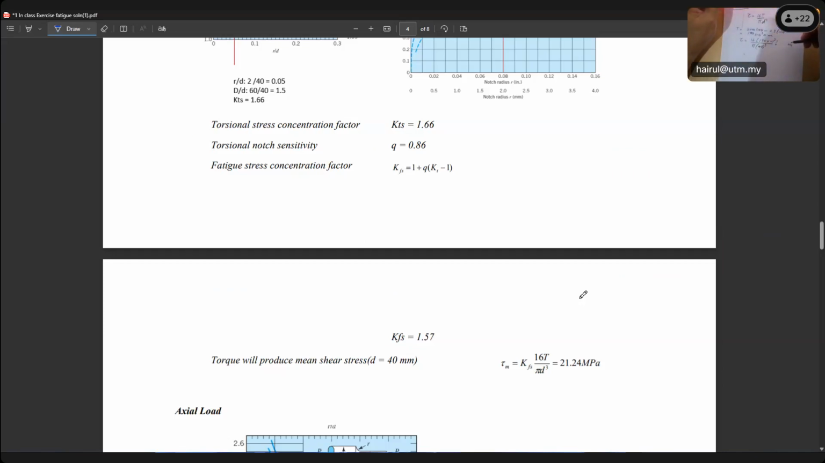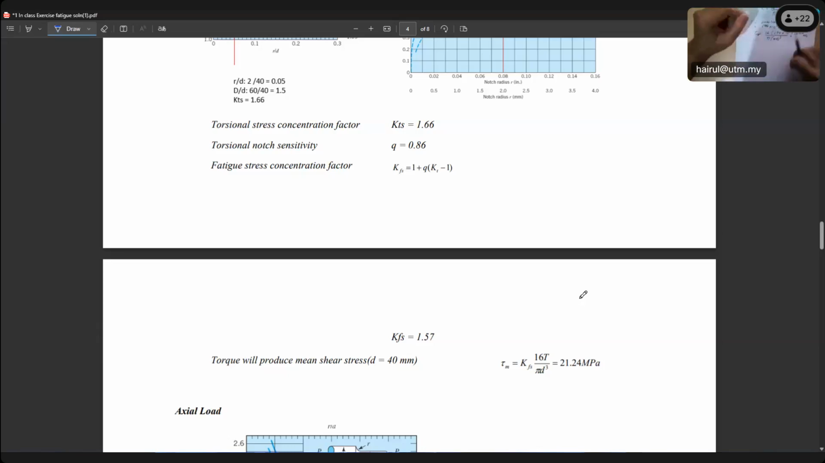13.53 megapascal. This is tau O mean raw, meaning raw torsion. We have not yet multiplied by the fatigue stress concentration factor based on the torsion case. So this is tau O mean raw.